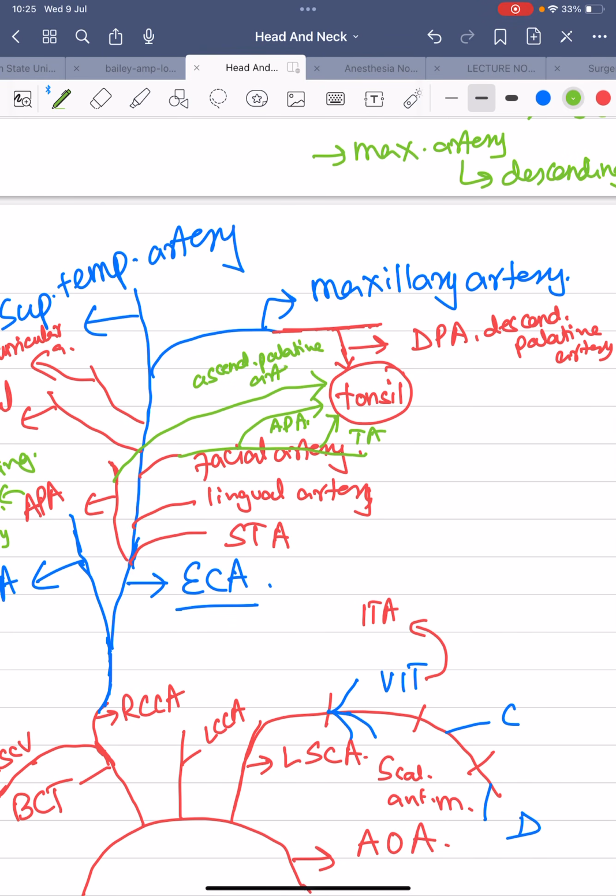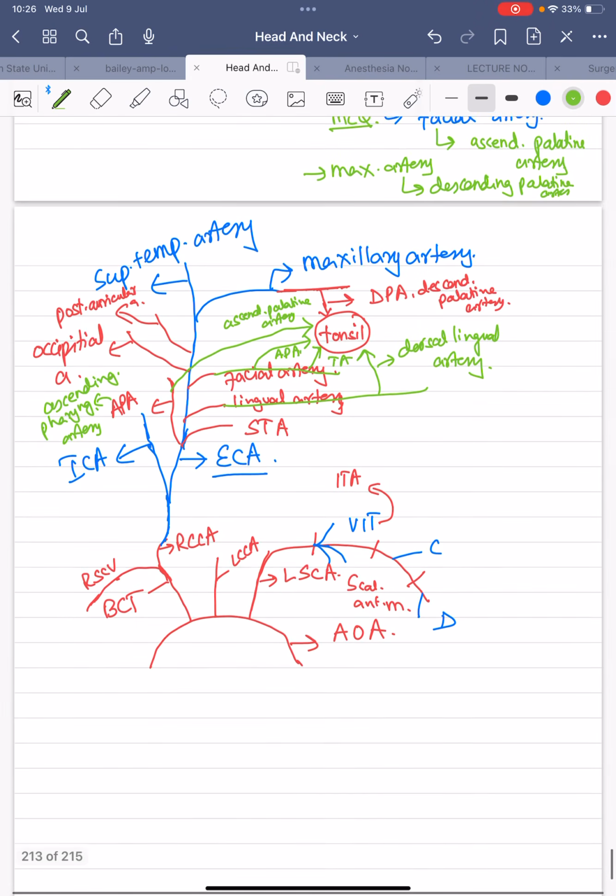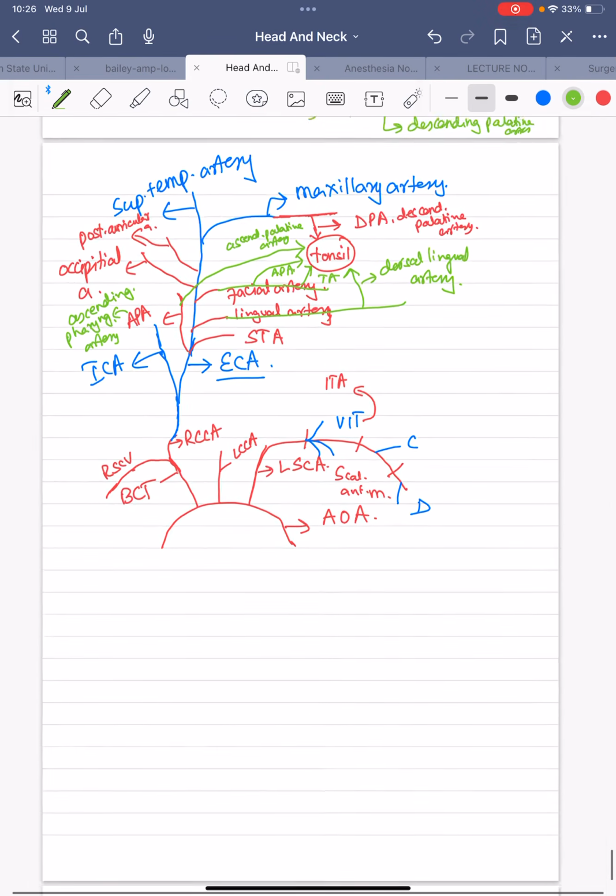This lingual artery is also giving branches to the tonsils. So this is your which artery? This is your dorsal lingual artery. Okay. So this is the blood supply to the tonsil. I hope it is clear to all of you. Okay, now coming into the maxillary artery.